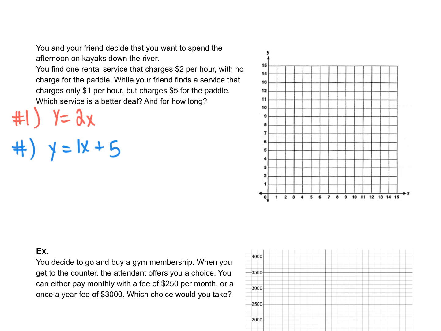So now I can graph both of these lines. So y equals 2x has an intercept of 0 and a slope of 2. So rise over run, up 2 over 1. I have my line. And y equals 1x plus 5 is my second line. So starting at the intercept of 5, slope of 1, so up 1 over 1. All right, so the lower the line, the cheaper it is. So it looks like the red line is cheaper. So that would mean the $2 per hour.